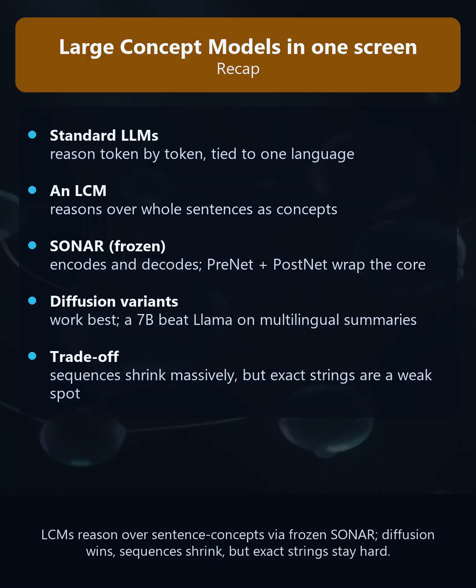Quick recap. Standard LLMs reason token by token, tied to one language. The large concept model reasons over whole sentences as concepts, encoded and decoded by the frozen SONAR model, with a prenet and postnet around the core. Diffusion variants work best. A 7B model beat Llama on multilingual summarization, and sequences shrink massively but exact strings remain a weak spot.